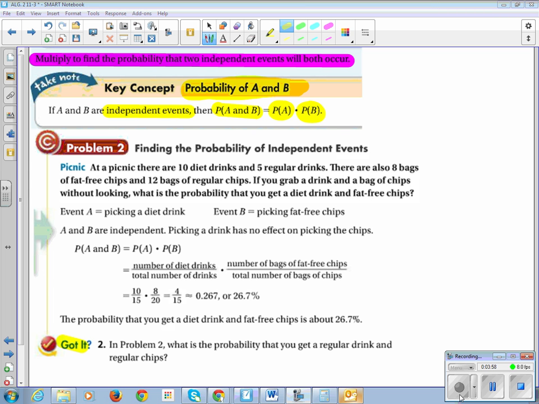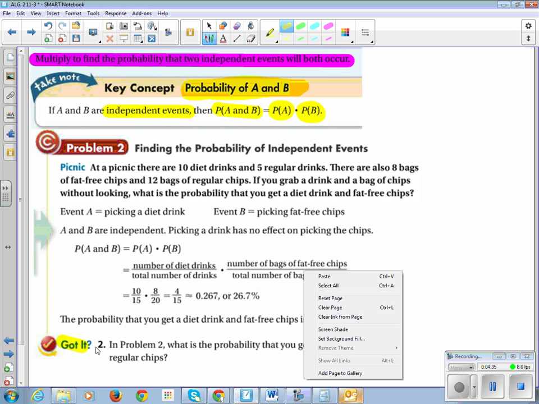Okay, so at a picnic there are 10 diet drinks and 5 regular drinks. There are also 8 bags of fat-free chips and 12 bags of regular chips. If you grab a drink and a bag of chips without looking, eyes closed, what is the probability that you get a diet drink and fat-free chips? So we're going to find the probability of event A, picking a diet drink, and the probability of event B, picking fat-free chips. They are independent of each other. So we can multiply those two probabilities together to find the total probability.